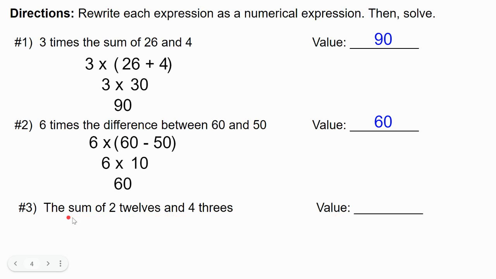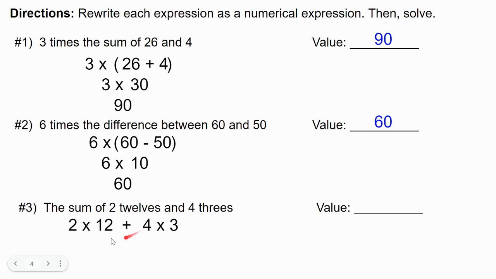Here we have the sum of 2 12s and 4 3s. Well, we know the sum is the answer to an addition problem. So we know we're going to be adding, and we can see we're adding 2 12s or 2 groups of 12. So we'll be adding 2 times 12, and that'll be for 2 12s. And we're adding that to 4 3s, or 4 times 3, since 4 3s is 4 groups of 3.